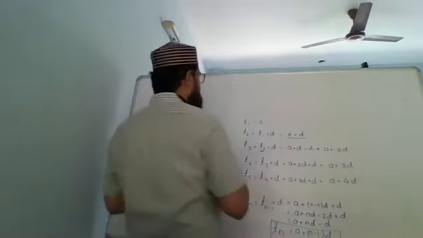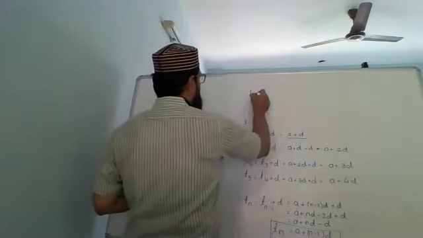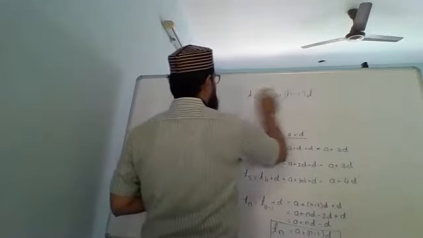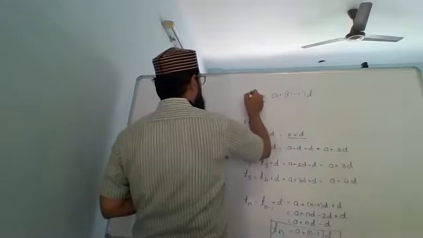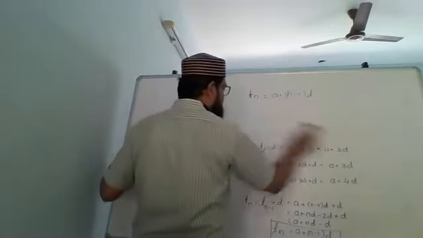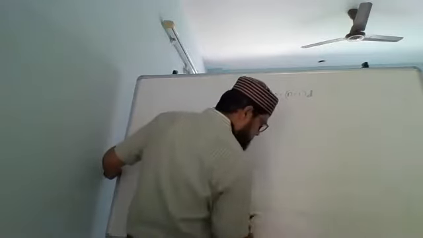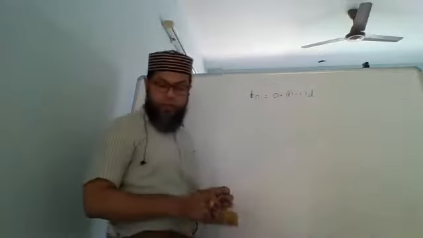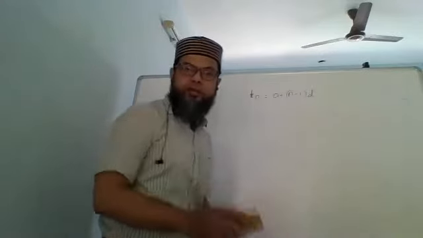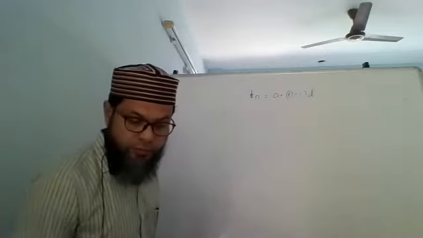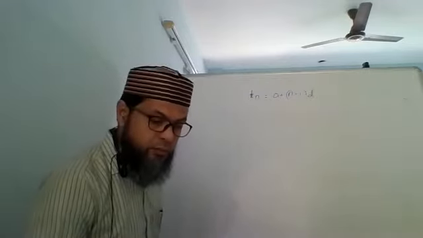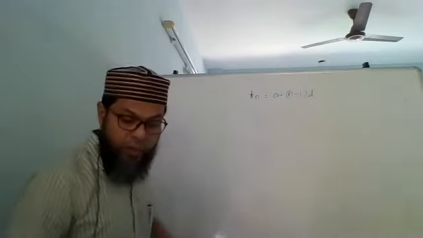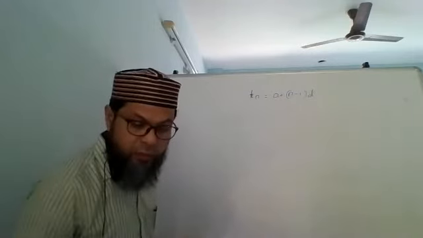So you have Tn equals A plus (n minus 1)D. This is the formula that we are going to use when we solve these sums. Let's look at some examples when we solve this.